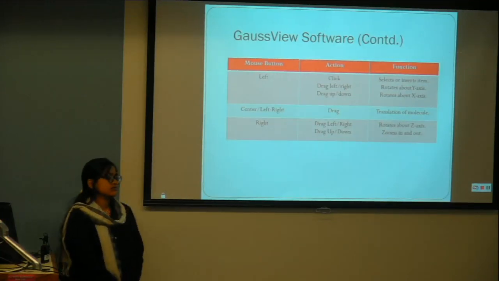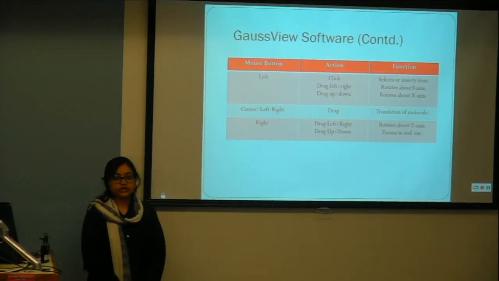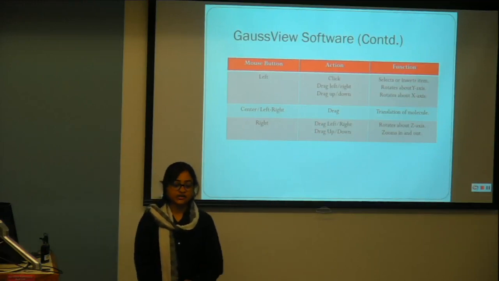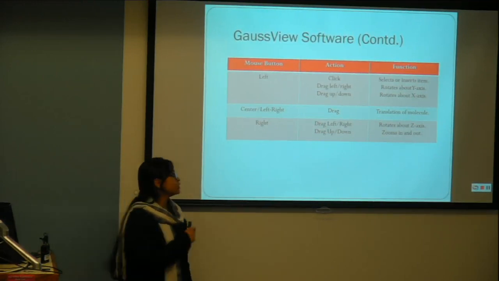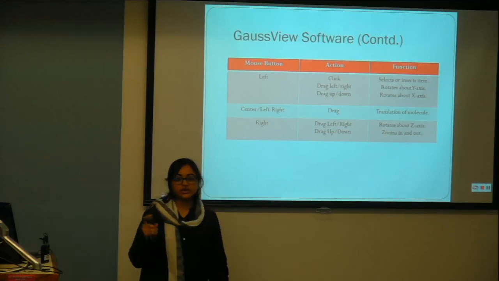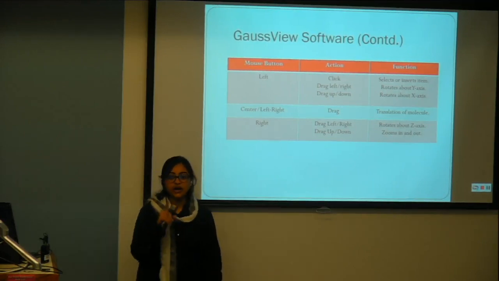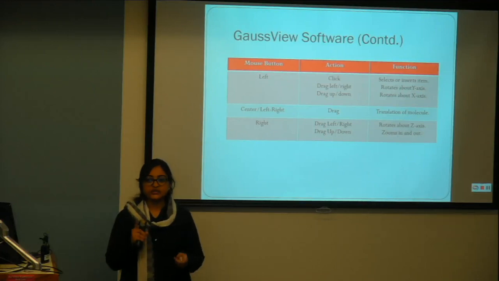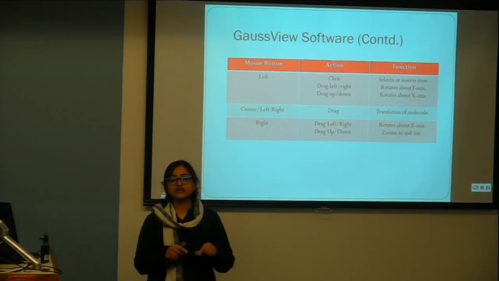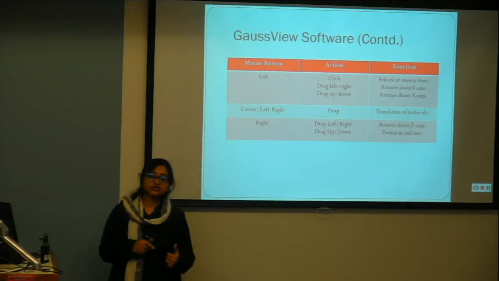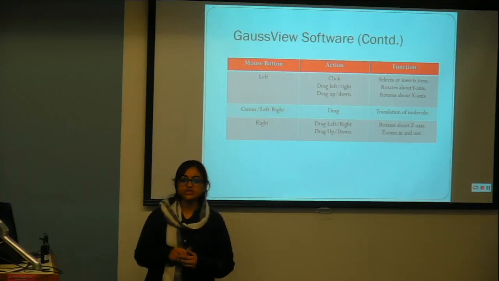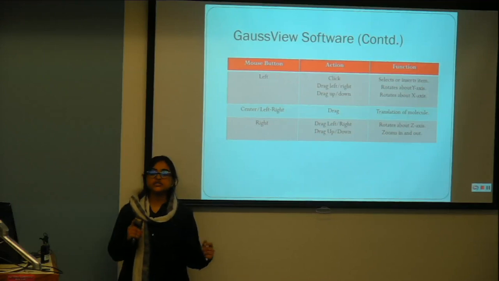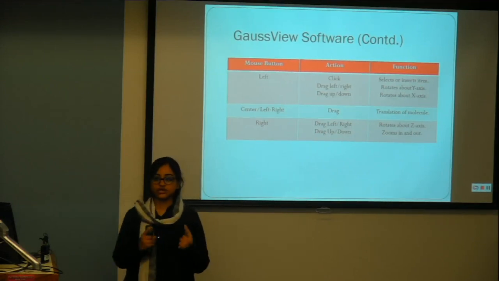We use the mouse for working on GaussView software. I figured out that we have three parts in a mouse. The left button we use to click, to insert or select an item, and to rotate the molecule about the X or Y axis. The right one is used to rotate about the Z axis, and we use it to zoom in and out. And the center button is actually for the translation of the whole molecule.